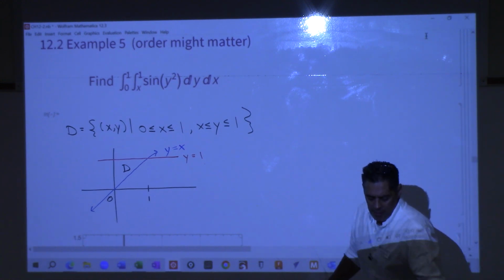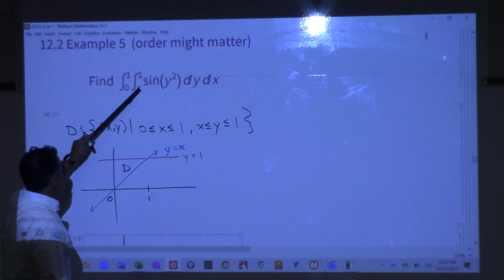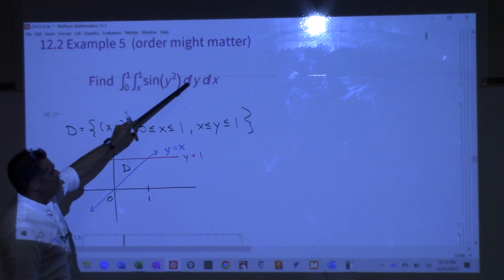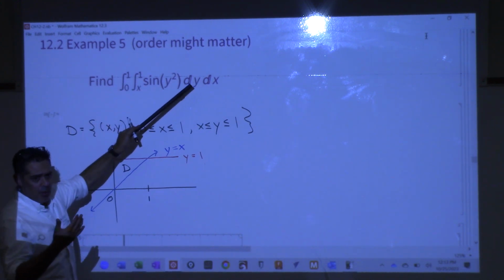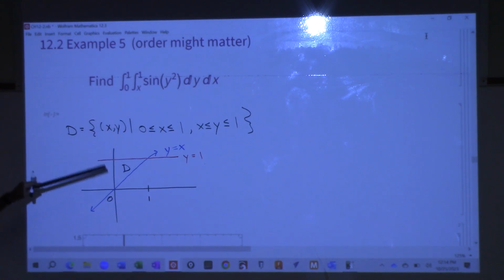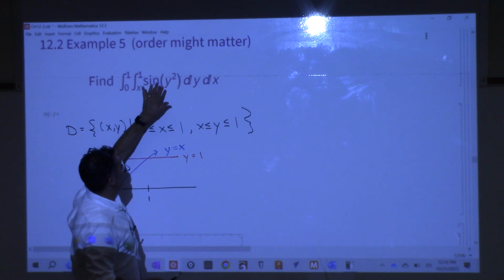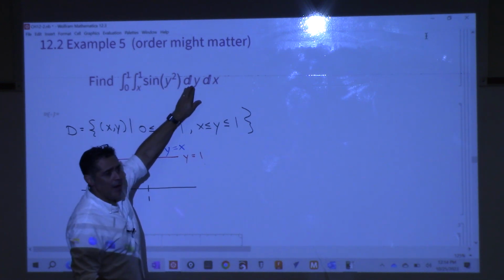So take a step back. What I'm saying is that by just knowing the limits of integration and the variable of integration, I should be able to come up with a definition of the domain, and then I should be able to sketch it. Right now, we can't solve this integral because we don't know how to do it with respect to y.